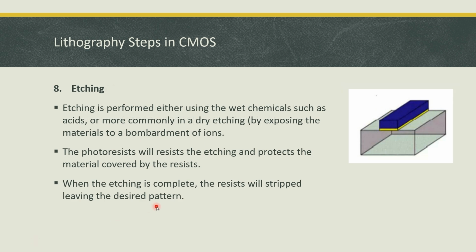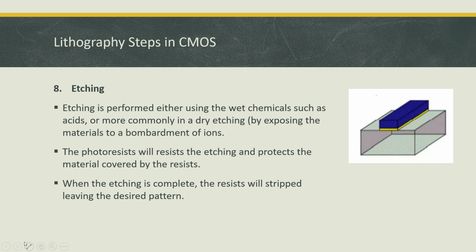After that, the etching process will be done. What is meant by that? It is performed either using wet chemicals such as acid, or more commonly in dry etching by exposing the material to a bombardment of ions. The photoresist resists the etching and protects the material covered by the resist. When the etching is complete, the resist is stripped, leaving the desired pattern.